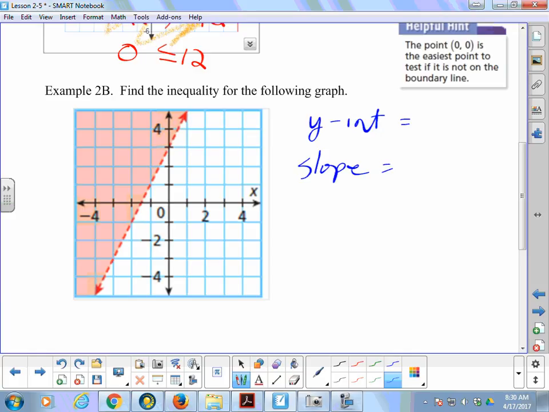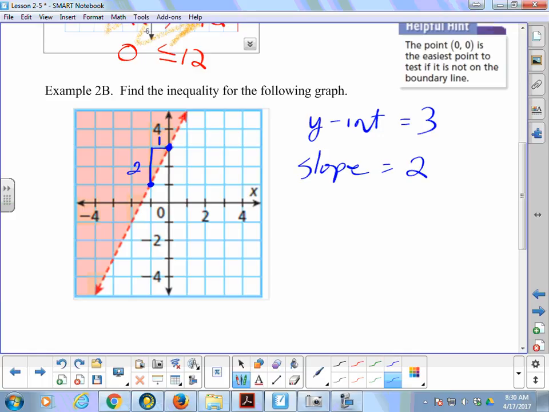So here's my y-intercept. The graph crosses the y-axis at positive 3. So my y-intercept is 3. For the slope, I can go from here. Here the graph crosses perfectly at a point there. So my slope is going to be up 2 and over 1. So my slope is just positive 2. So we've got two things to work on then.